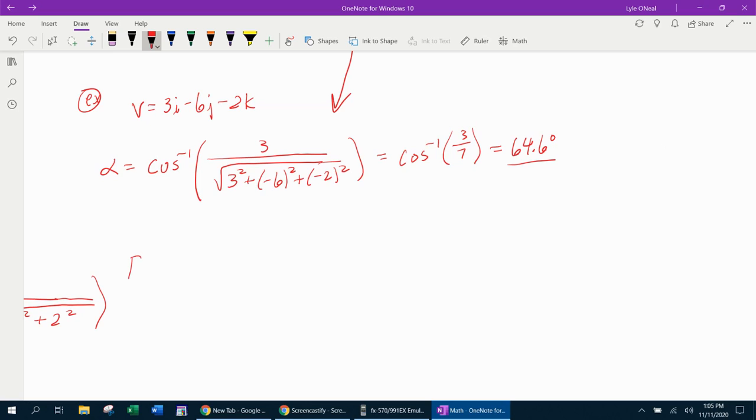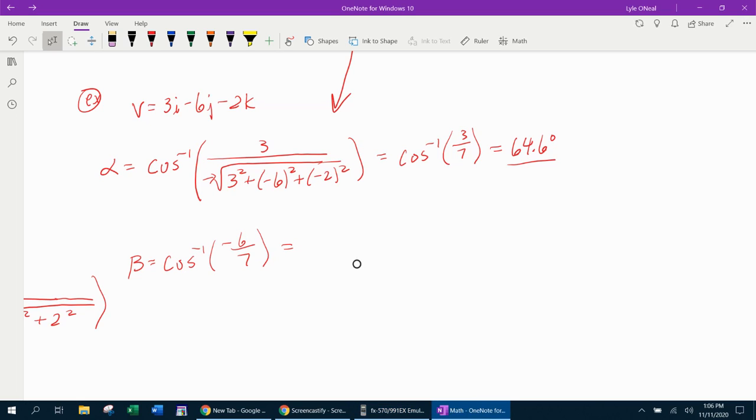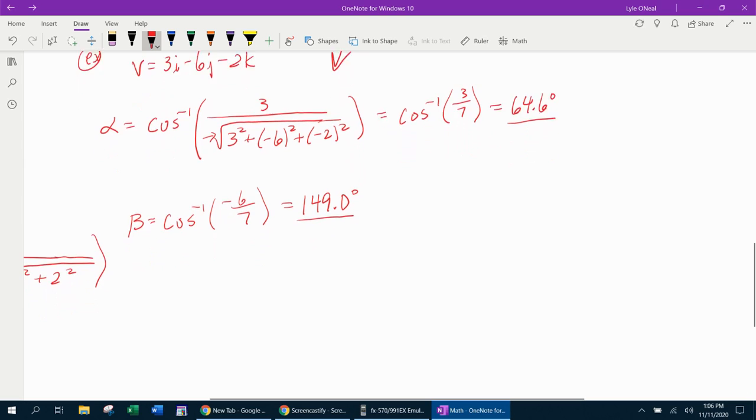Next, we're going to need the direction angle for beta. And that's going to be the inverse cosine of, and I don't need to do this calculation again. It's just going to be the inverse cosine of B over the magnitude, which is 7. We've already done that work. And then pulling up the handy dandy calculator, this is going to be super easy. We're just going to backspace, delete the 3, and put negative 6. Rounded to the nearest tenth would be 149.0.